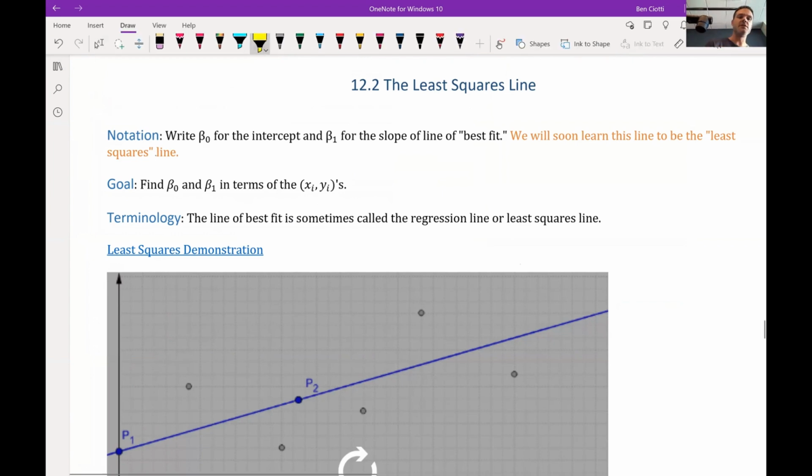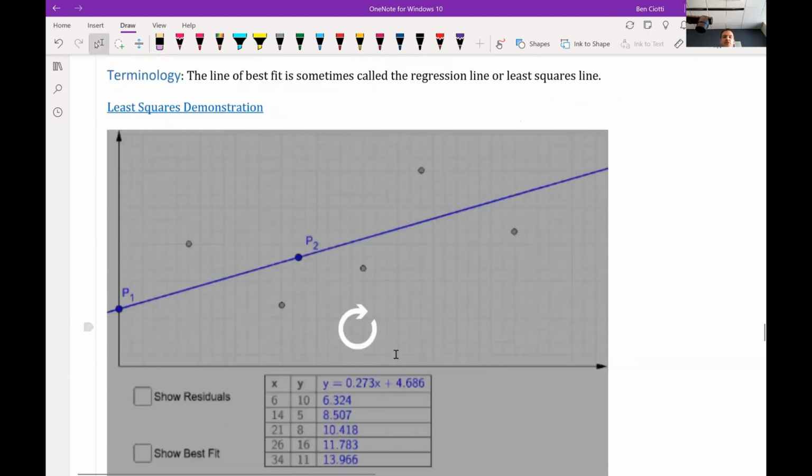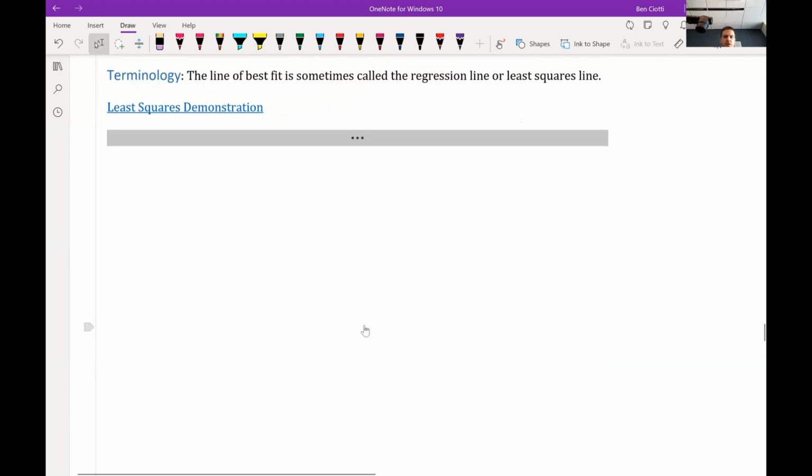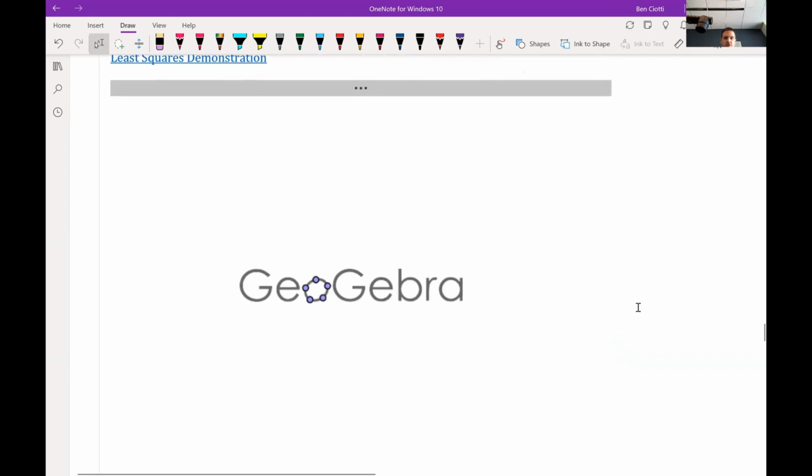Notationally, I'll write beta 0 for the intercept and beta 1 for the slope of this so-called least squares line, aka the line of best fit. So the question is, how do you define best fit? And how do you calculate beta 1 and beta 0? So here's a demonstration that someone programmed into Desmos. Let's see if this works, or GeoGebra.